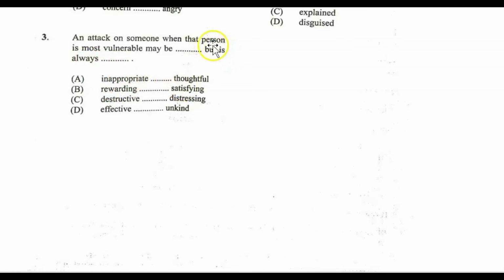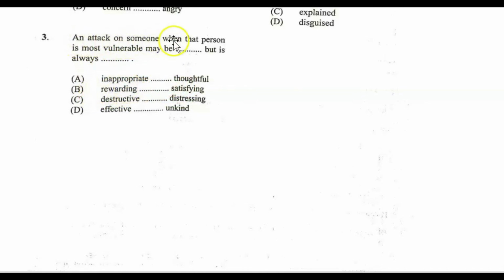Now, the word conjunction "but" presents us with the idea that the other word that has to come here is a word that may be opposite in meaning. So we have rewarding and satisfying, almost they're sharing meanings, right? They are similar in meaning. So we've just disqualified option B.